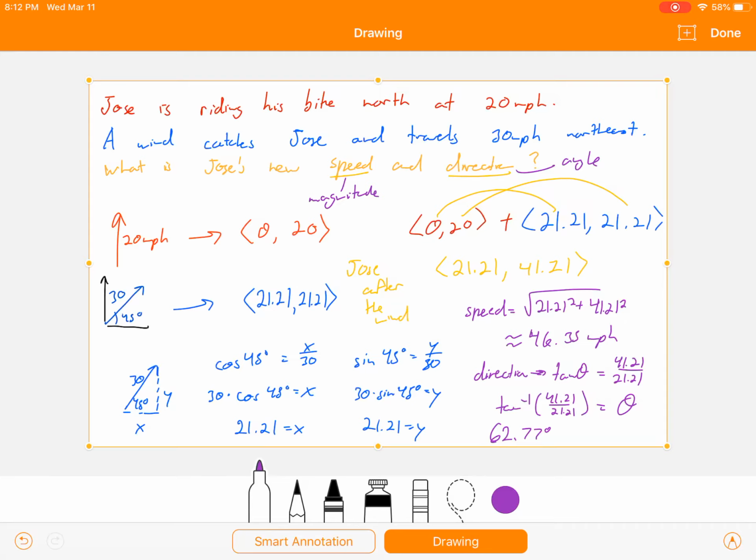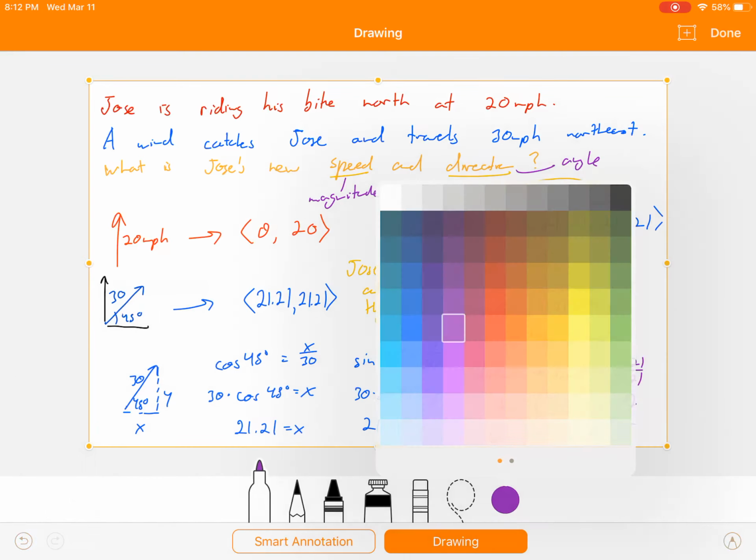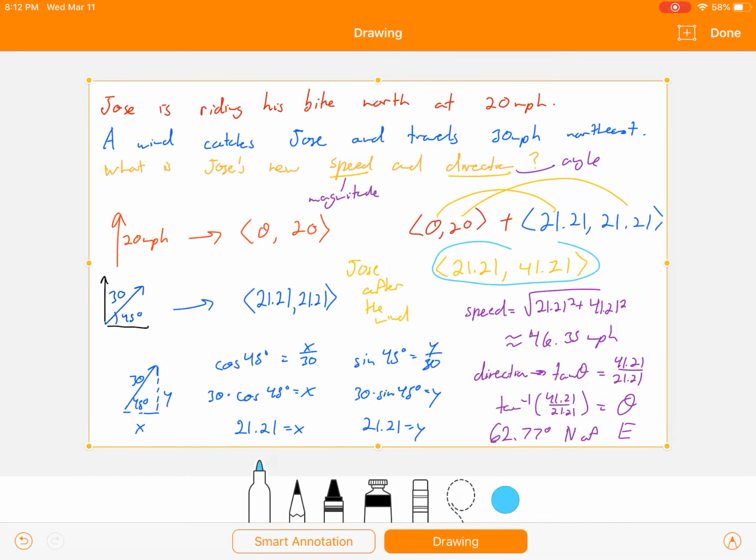Now, if we wanted to be a little bit more specific in terms of direction, well, since the horizontal and the vertical are both positive, it's 21.21 comma 41.21. You have to think of that pointing to the first quadrant. So we're still going to be going north of east because, once again, if I were to use a different color here and draw this vector, the horizontal would look something like that. So it would be pointing right and up, so north of east, 62.77 degrees.